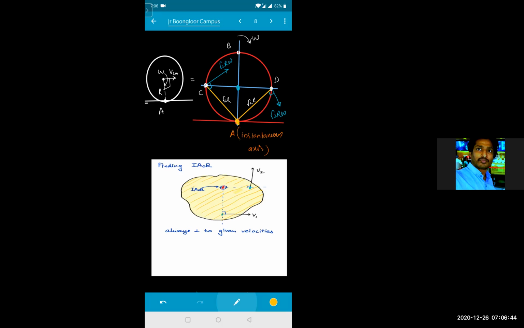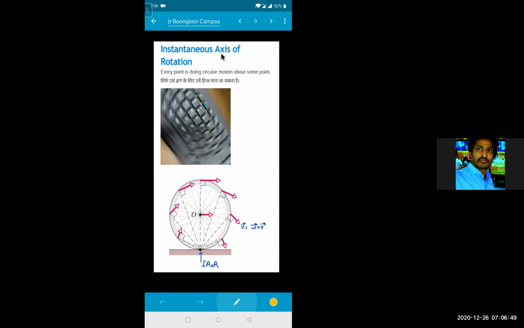Next, this is also an instantaneous axis of rotation. Every point is doing circular motion about some point. This has been taken by some camera. You are seeing it as if this keyboard is moving in a circular path. Even in this, there is an instantaneous axis of rotation. If I take one point here, the velocity is in this direction, perpendicular. If I take one here, it makes an angle. Or like this point, this point, any point you take, from the point of contact it is exactly perpendicular. So the point which is in contact with the ground and perpendicular to the velocity is called what? Instantaneous axis of rotation.